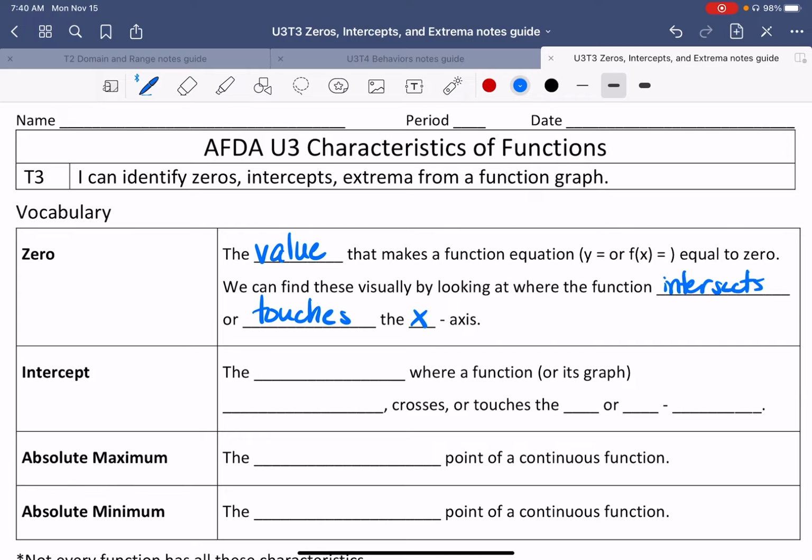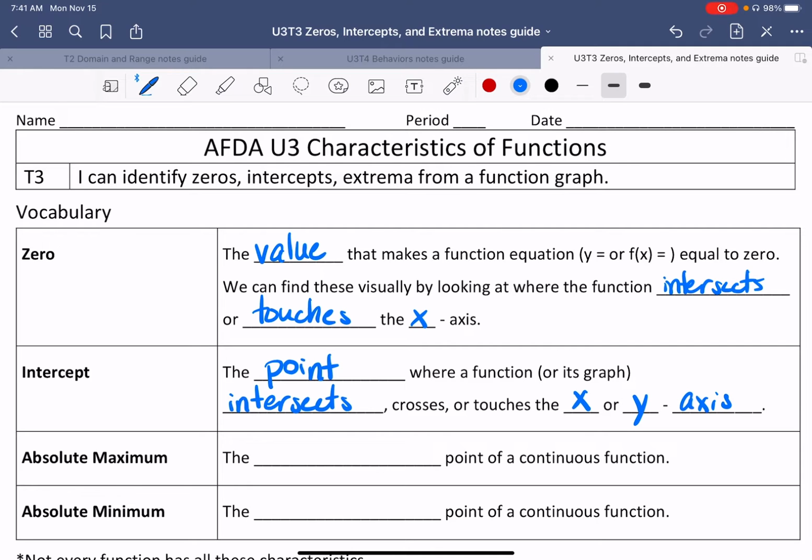The intercepts are very closely related to the zeros. All right, the intercept represents the point. So instead of one single number, it's an ordered pair where a function or its graph intersects, crosses or touches either the x or y axis. So now we're looking at both of the axes and we're writing our answers as coordinates or ordered pairs. Zeros, we're writing individual values, and we're only looking at the x-axis.